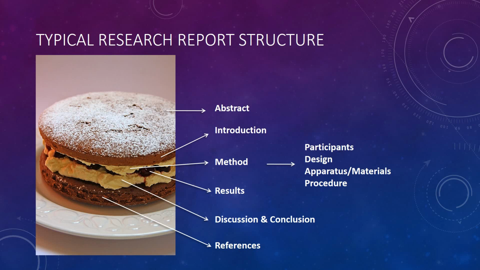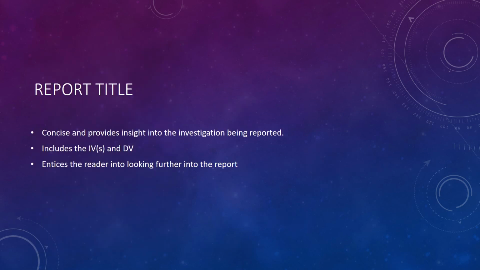So let's go into a little bit more detail on each of these sections. Before you actually get to the abstract, you would have your report title. This is a concise and insightful sentence or line that provides insight into the investigation that's being reported. So what are you actually writing about? Generally, the title would include the independent variables and the dependent variables.